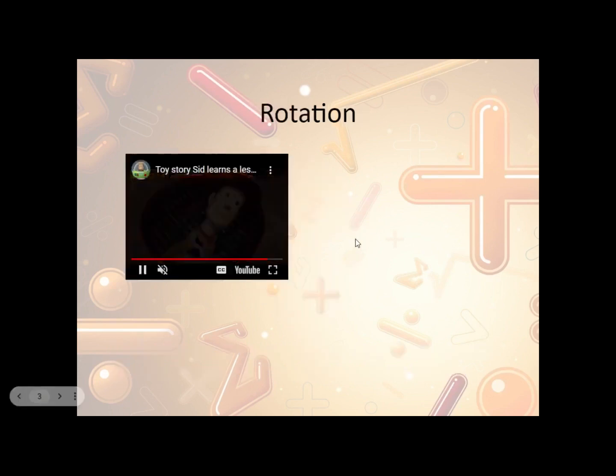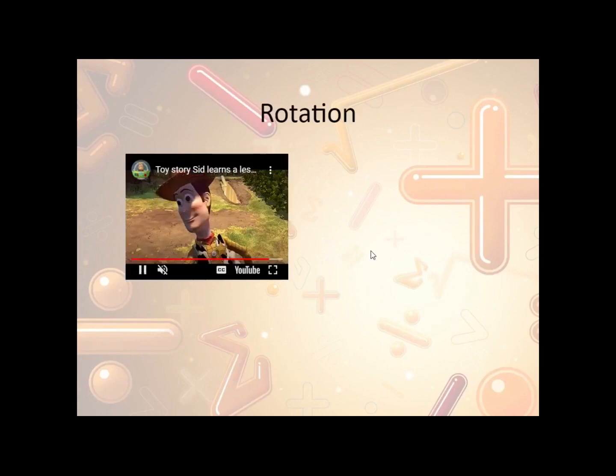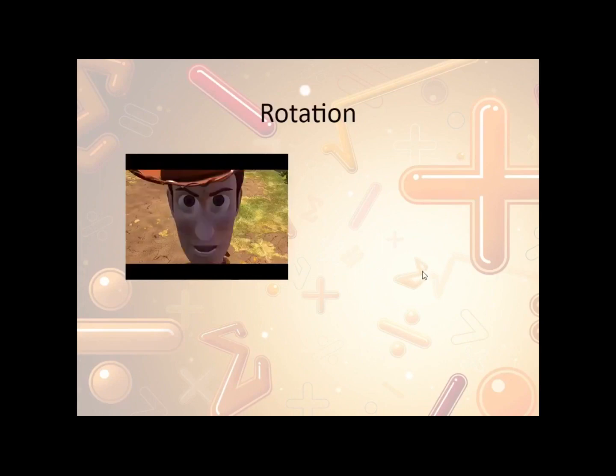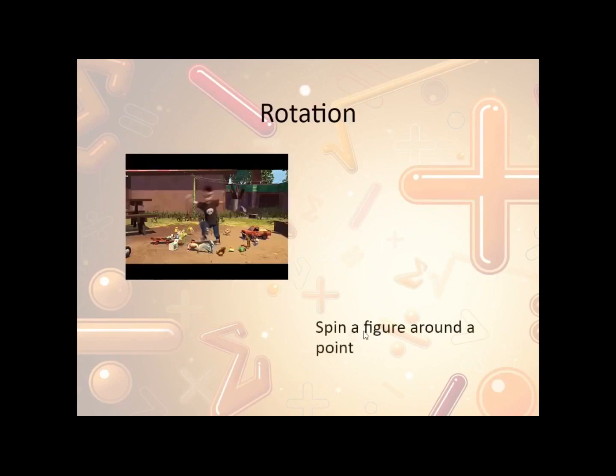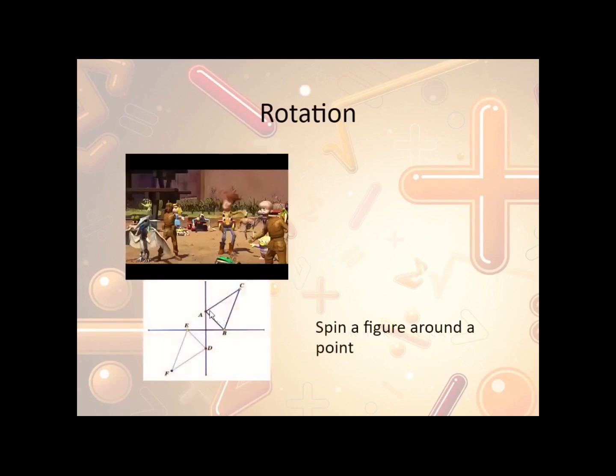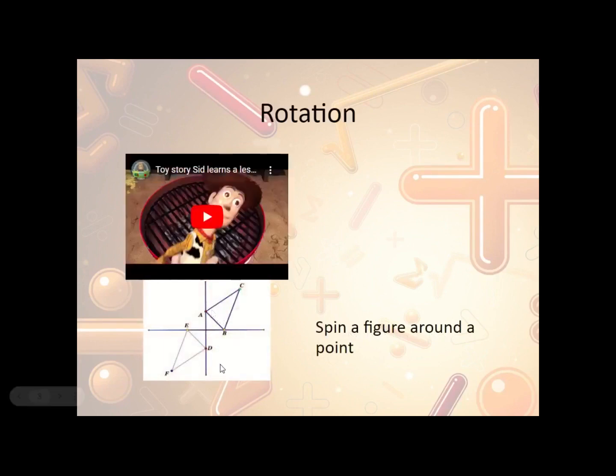Now what is a rotation? A rotation looks like this. So we have Woody's head here and it spins around. So rotations are spin movements. So it's a spin of a figure around a point. So we have a triangle here. If we were to spin it, it ends up being this triangle here.